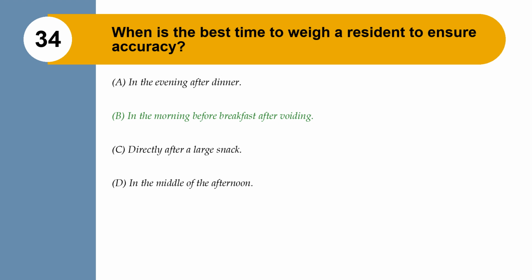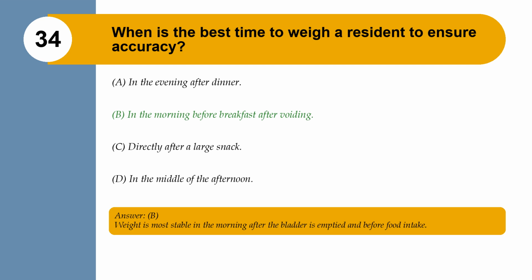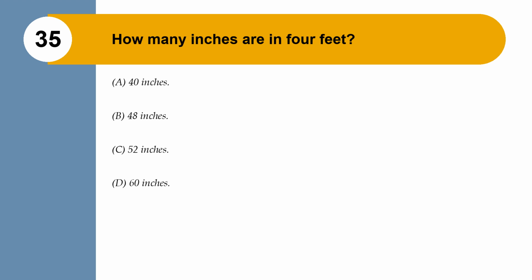The correct answer is option B, in the morning before breakfast after voiding. Explanation. Weight is most stable in the morning after the bladder is emptied and before food intake. Question 35. How many inches are in 4 feet?